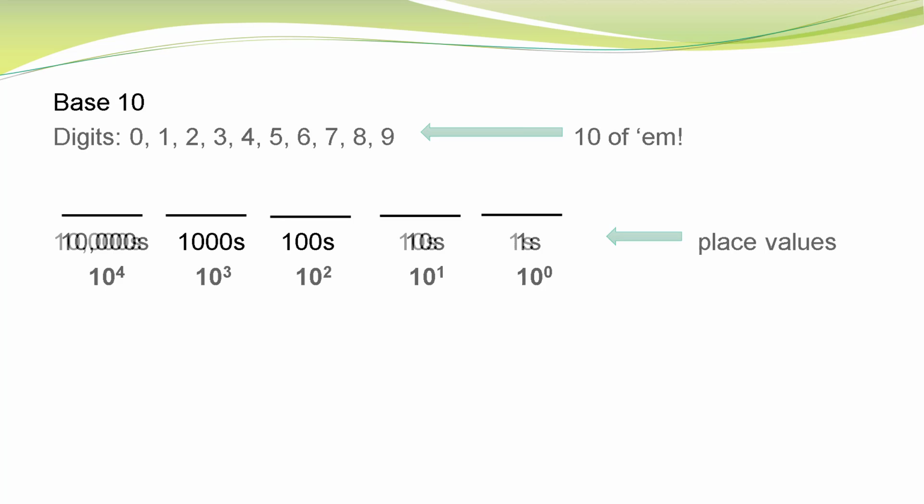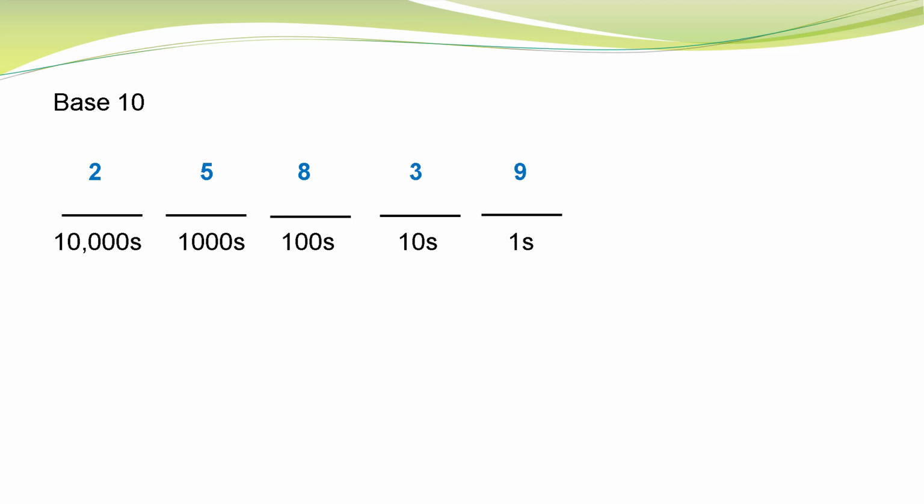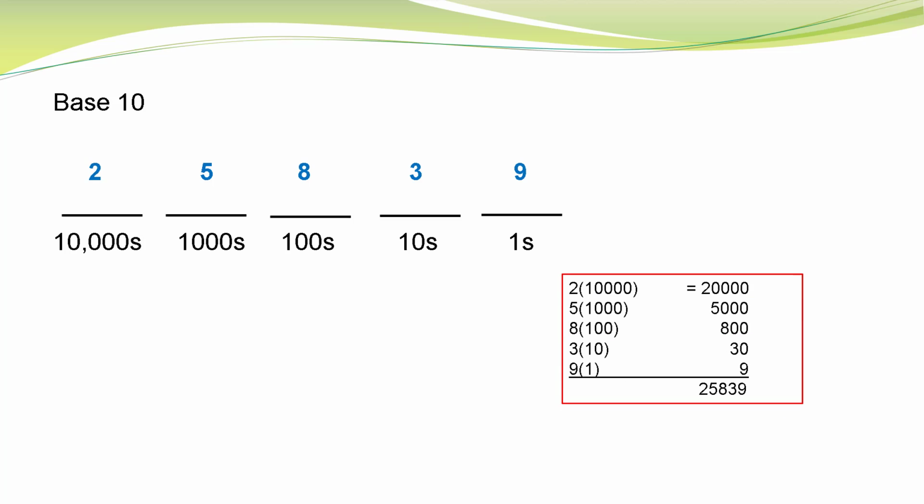So what does a number like 25,839 really mean? It means you multiply each digit in the number times its place value. So you'd multiply 2 times 10,000, then multiply 5 times 1,000, and so on. Then add them all up, and you get the answer, 25,839. And you go, well, duh, Ladley, wasn't that pretty obvious from the start?